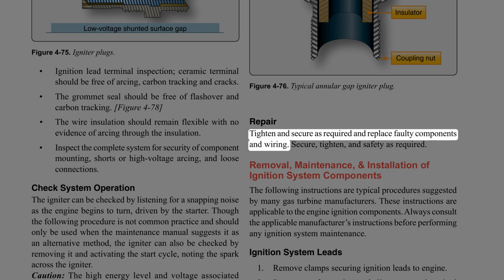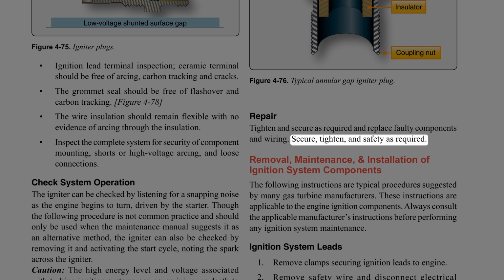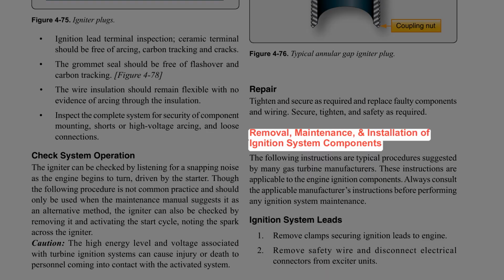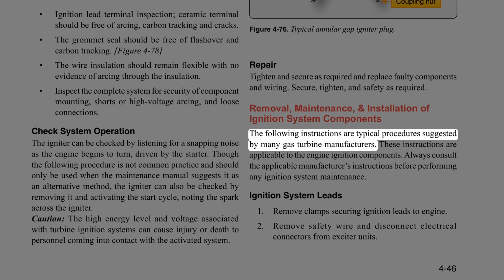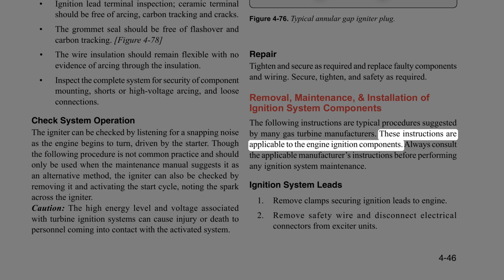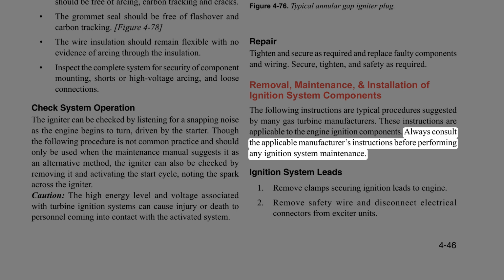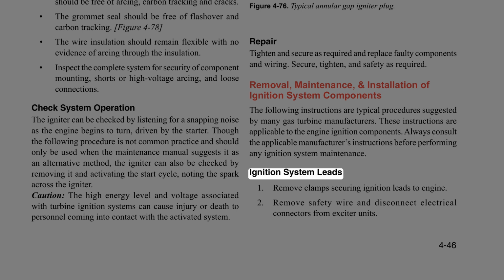Repair. Tighten and secure as required and replace faulty components and wiring. Secure, tighten, and safety as required. Removal, maintenance, and installation of ignition system components. The following instructions are typical procedures suggested by many gas turbine manufacturers. These instructions are applicable to the engine ignition components. Always consult the applicable manufacturer's instructions before performing any ignition system maintenance. Ignition system leads.